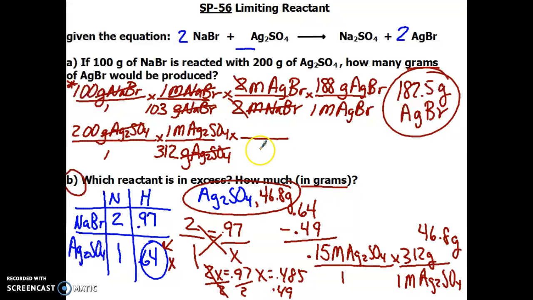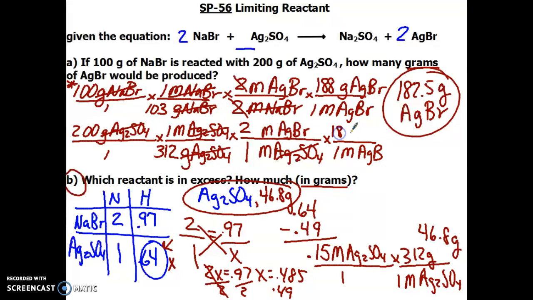So my next step here would be moles of Ag2SO4 on the bottom, and on top would be moles of AgBr. All right, this is 2, this is 1. And then the next step is identical to the one right above. We're going to turn this into moles. So we have our 1 mole of AgBr on bottom, and we already know that's 188. This is the same step as the one right above. And so we have 200 divided by 312 times 2 times 188 comes out to 241.0.